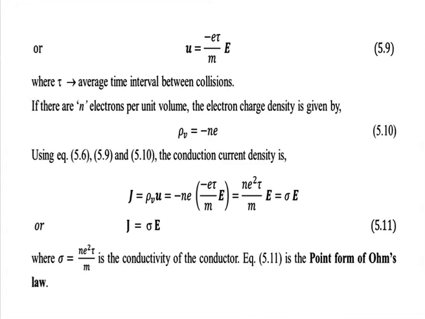If we have n electrons per unit volume, then the electron charge density is given by rho v is equal to minus n into e, and therefore now J becomes equal to rho v into u, which finally gives us J is equal to conductivity into E. This is nothing but the point form of Ohm's law.